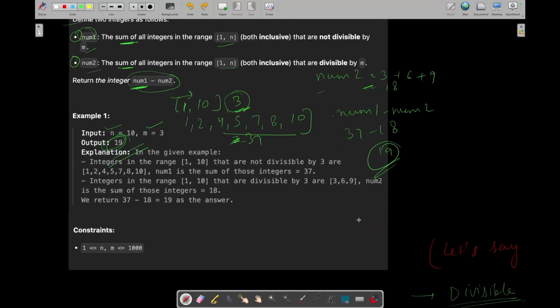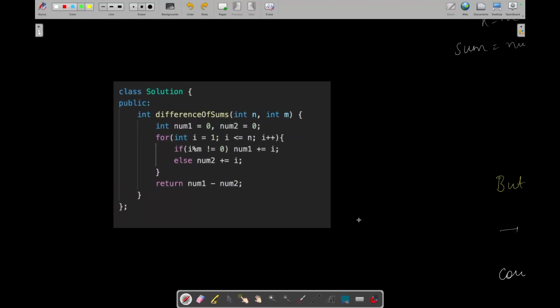Yeah, okay. So let's see. Yes, you can simply initialize two variables num1 and num2 and start iterating from 1 to n. And if that number is not divisible by m, then consider it in num1. And if this condition is false, it means that number is divisible by m. So add it in num2 and finally by the end of this iteration, just return their difference.